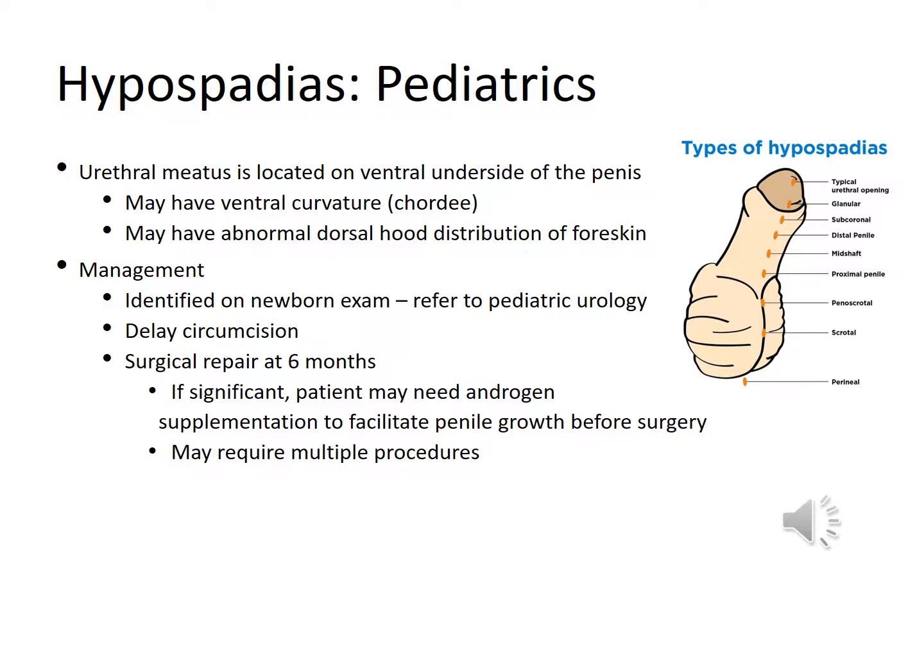If the hypospadias is significant, the patient may need replacement with androgen to help facilitate the growth of the penis prior to surgery. They also may require multiple surgeries for correction of the hypospadias, but these kids should be referred to a pediatric urologist for evaluation and management of this.